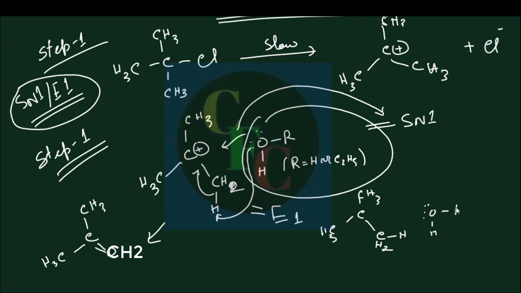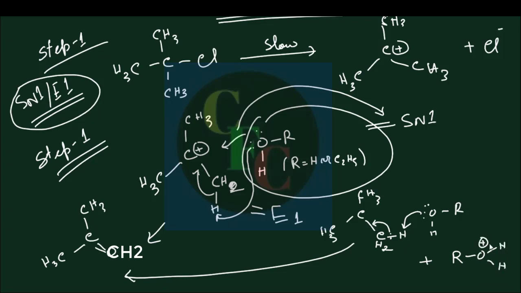And you have the lone pairs of the solvent, where R can be H or ethyl, right? And so that abstracts this proton here, and now this bond pair is pushed here to form the pi bond, and ultimately you get this product, right? And you get the protonated solvent. Sorry, I have misread, it should be step 2, right? Okay, so this is the mechanism for E1.